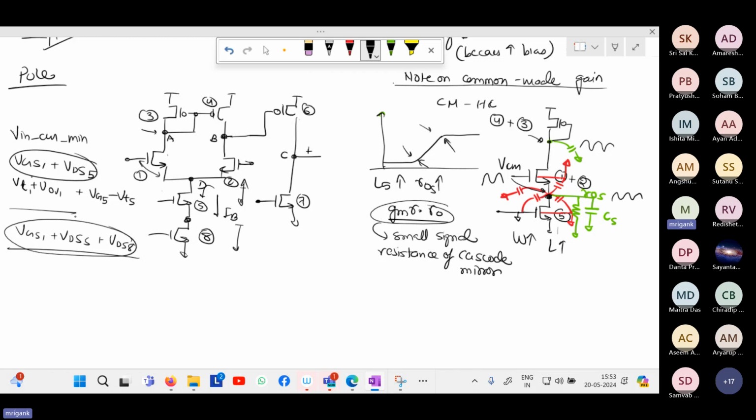I don't know what that slope has to do with the signal here. If you vary the common mode signal, you will get some slope in some region, and in that region you have more effect of common mode change. But how does it relate to the differential operation? What I'm saying is, ultimately we are operating this amplifier in differential operation. We are interested in differential signal. So why are we worrying about the input common mode range?